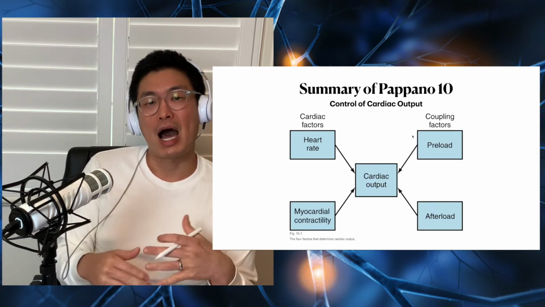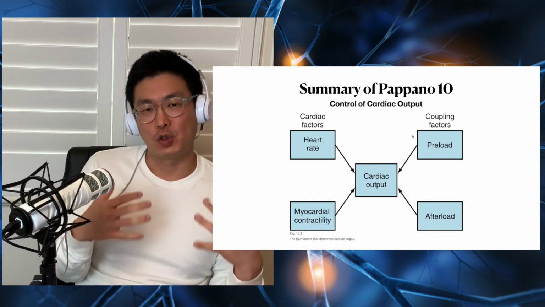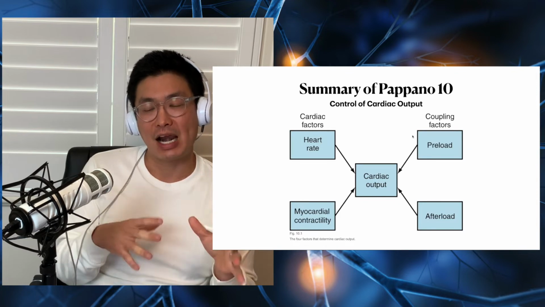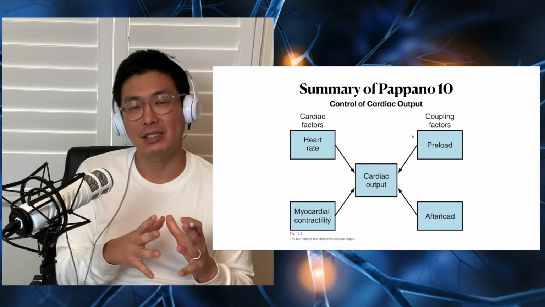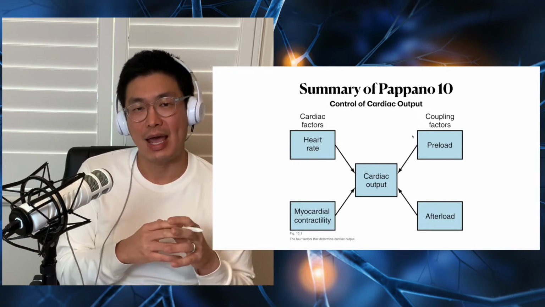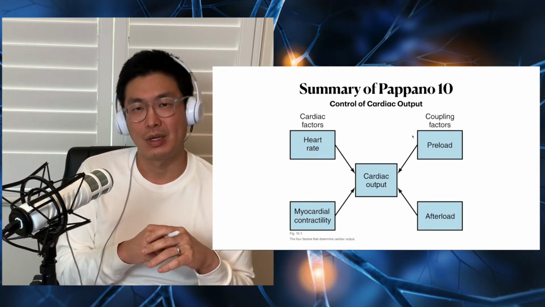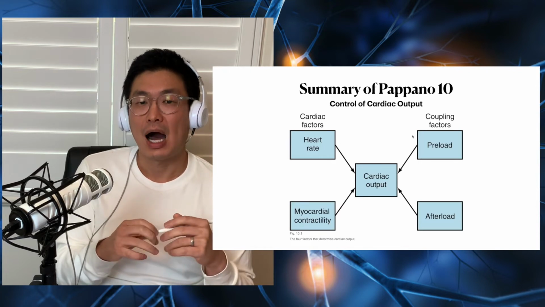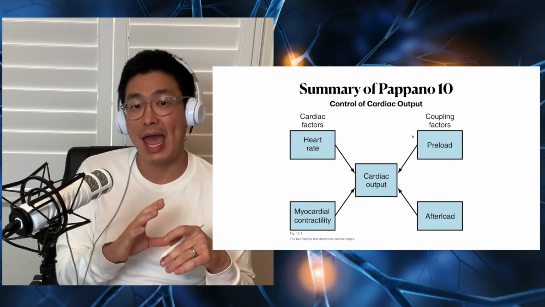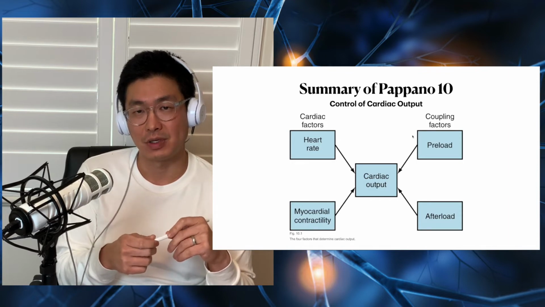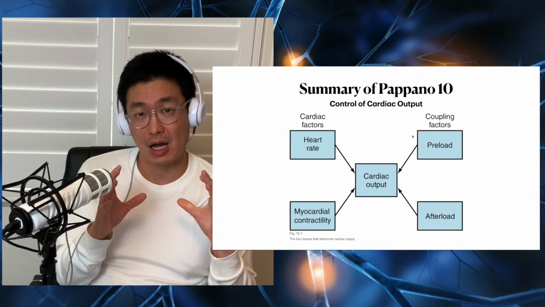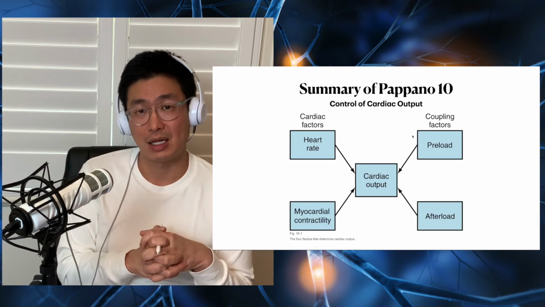But the way that Pappano presents it, they've got two factors. They've got cardiac factors, and then they've got coupling factors. Cardiac factors are the heart rate and myocardial contractility. Coupling factors are determined by both the heart and the blood vessels, and these are preload and afterload. And I really, really like the way that this is presented.